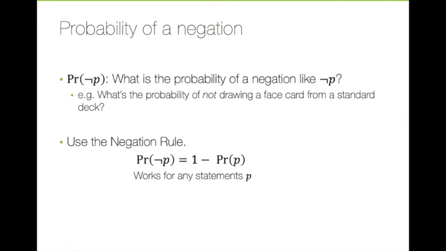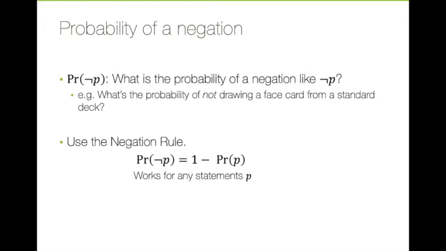We can also ask the probability of a negation like not P. So that's written as PR of not P. A question that would ask for the probability of a negation should include some sort of negation word like not. Like, what's the probability of not drawing a face card from a standard deck of 52 cards? The rule that will always work to give us the probability of a negation is, no surprise, the negation rule. And it's pretty simple. It's the probability of not P equals 1 minus the probability of P.